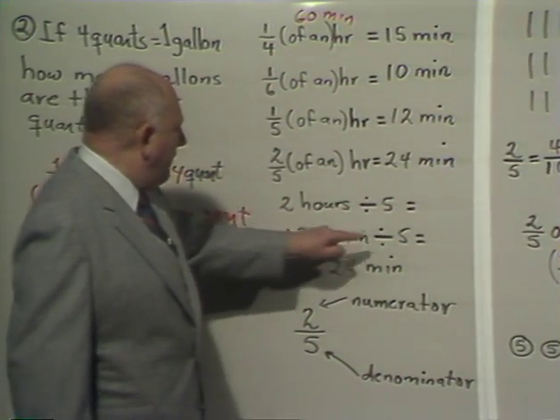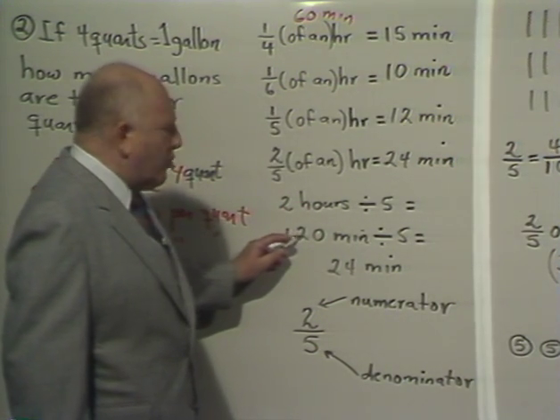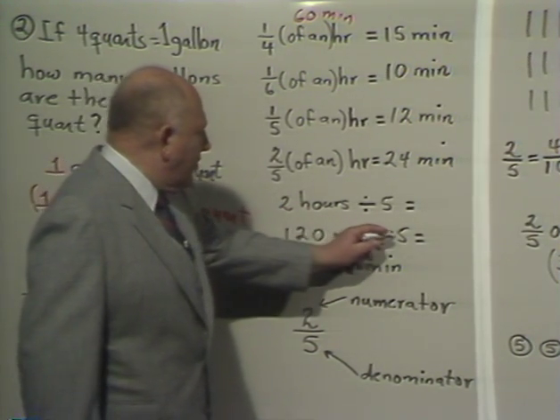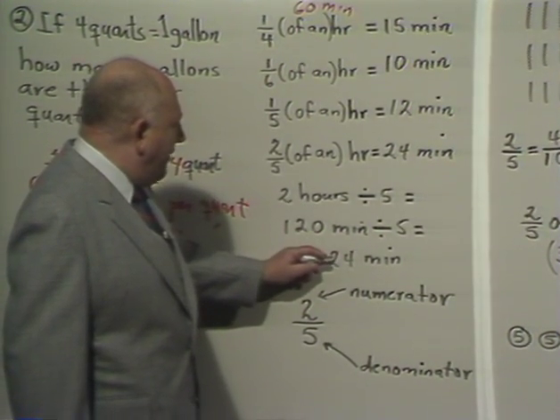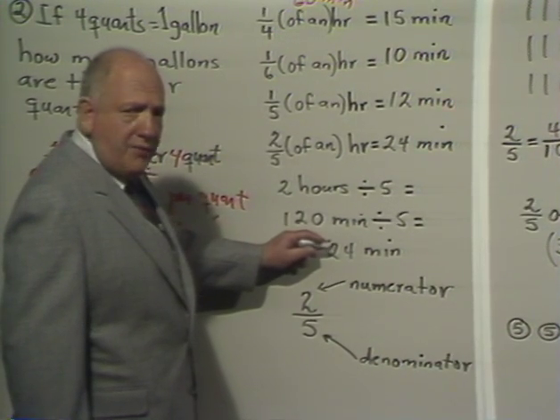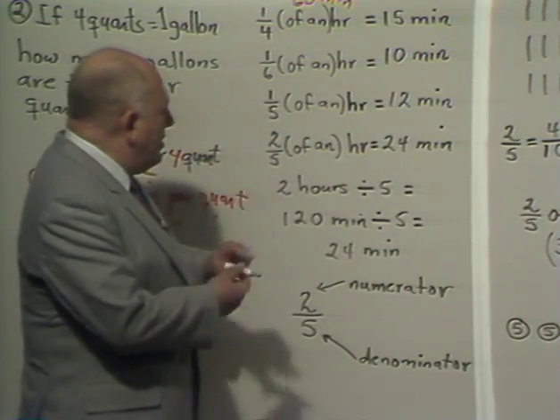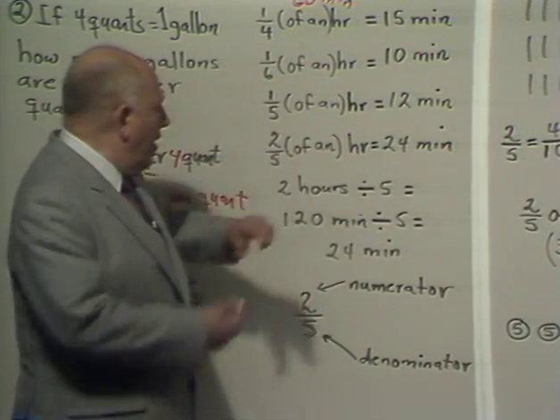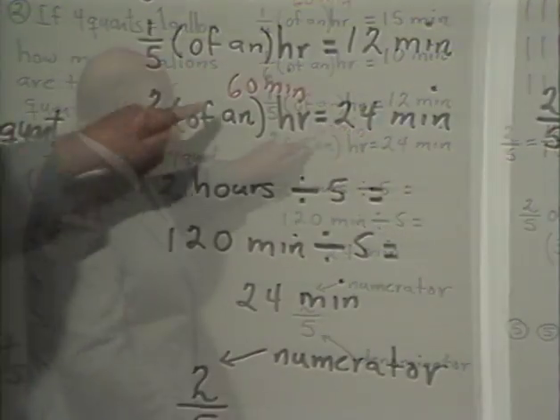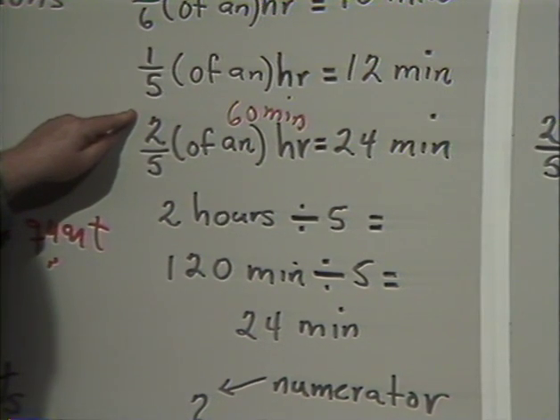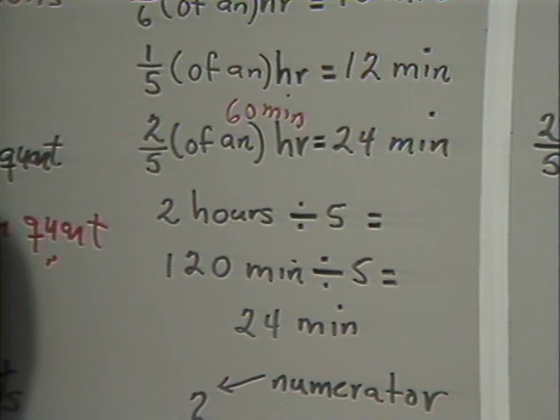2 hours divided by 5. Each hour is 60 minutes. So 2 hours is 60 minutes twice, which is 120 minutes. Divide 120 by 5, you get 24. In other words, 2 hours divided by 5 gives you the same answer, namely 24 minutes, as you got if you took 2/5 of 1 hour. Whichever way you feel more comfortable with, you could either start with the 60 minutes and first divide by 5 and then multiply by 2. Or you could take the 60 minutes, multiply by 2, and then divide by 5.